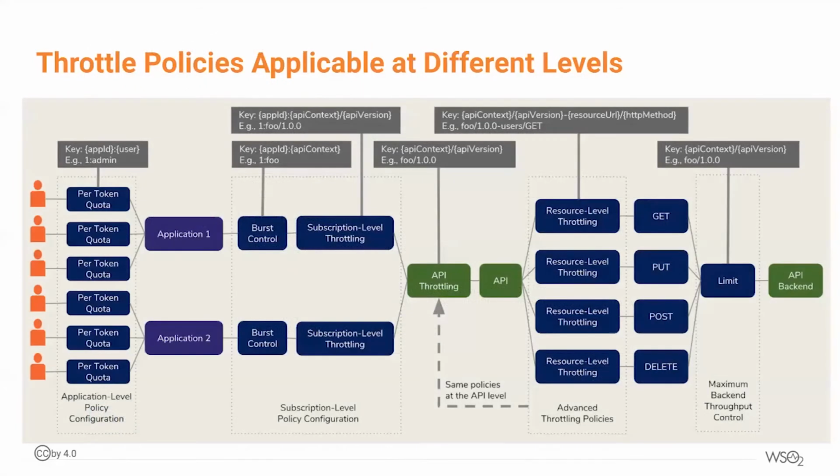So this is a summary of throttle policy levels in WSO2 API Manager. First, there is application level policy configuration. Then there is subscription level policy configuration with burst controlling. And then there is API level and resource level throttling. And finally, we have maximum backend throughput control as well.